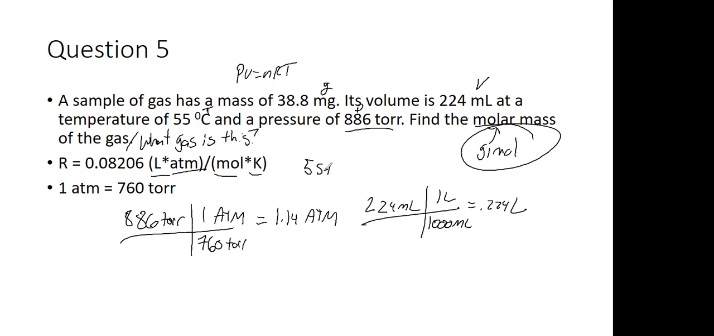Our temperature is in Celsius, I need that in Kelvin. So 55 plus 273 equals 328 Kelvin. So those are just the conversions we need to do to make sure we're in the right units. Now, PV equals NRT. So I need to find out, given a pressure, a volume, and a temperature, how many moles of gas this is. So when we figure this out, what we see is that the only variable we don't have is N.